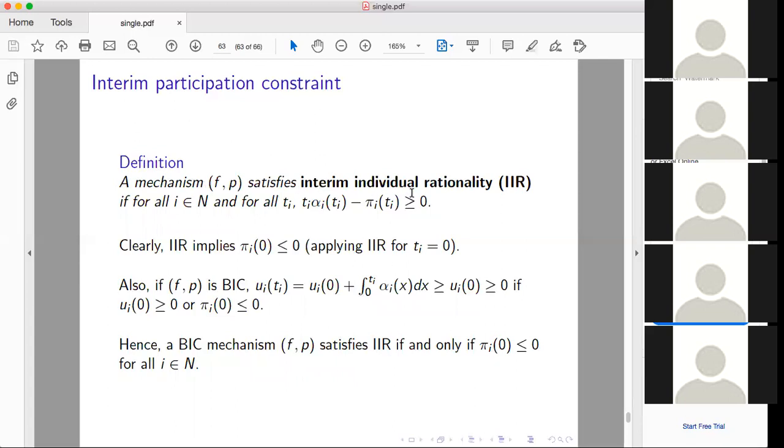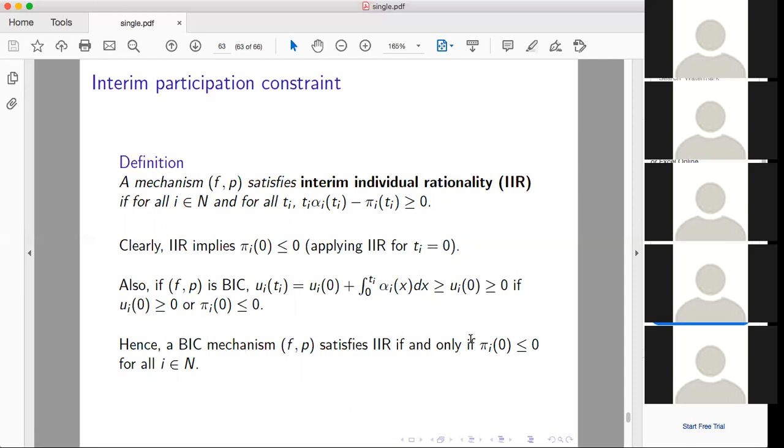Maybe I should read out the interim individual rationality constraint, what it says. A mechanism satisfies interim individual rationality if for every i and every t_i, its interim utility is greater than or equal to 0. Because of this requirement, the analogous if and only if condition is that the interim payment of the lowest type is less than or equal to 0. So pi_i(0) has to be less than or equal to 0. And the proof is again the same proof.